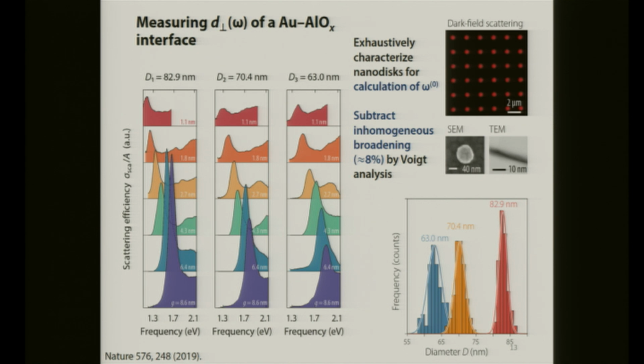The reason for this is that the non-classical contribution significantly reduces the radiative efficiency of the structure, although the classically predicted radiative efficiency is already very, very low. So we have to resort to this cluster measurement. And we do inhomogeneous broadening analysis by Voigt deconvolution, and we find that this inhomogeneous broadening is less than 10%, which is good news for our analysis.